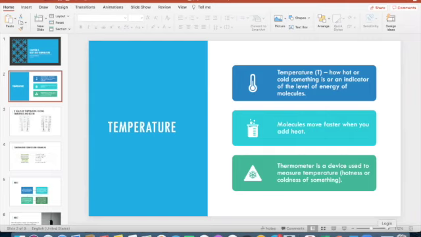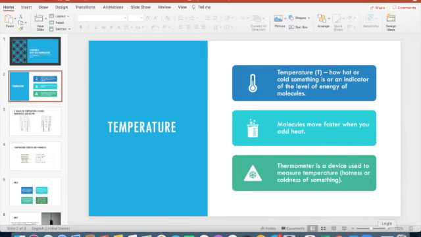A thermometer is the device used to measure temperature or how hot or cold something is. There's different types of thermometers. You have the alcohol-based thermometers. They use alcohol because it has a lower freezing point. One of the thermometers that are being phased out is the mercury-based thermometer, and that's because mercury is a known carcinogen, so it can cause cancer. So that's why the mercury-based ones are no longer being used.